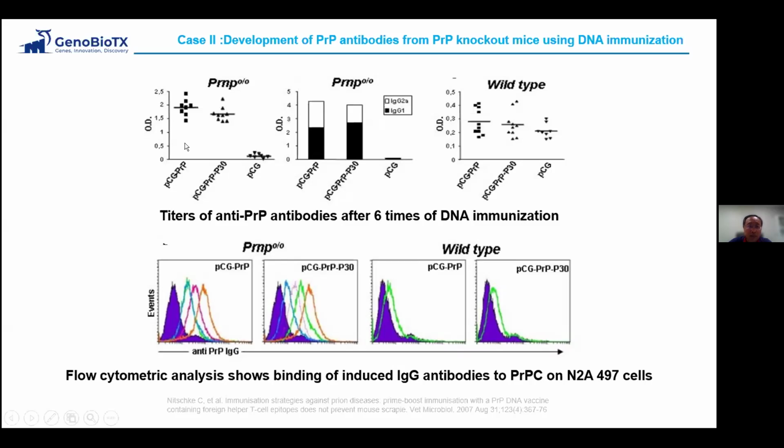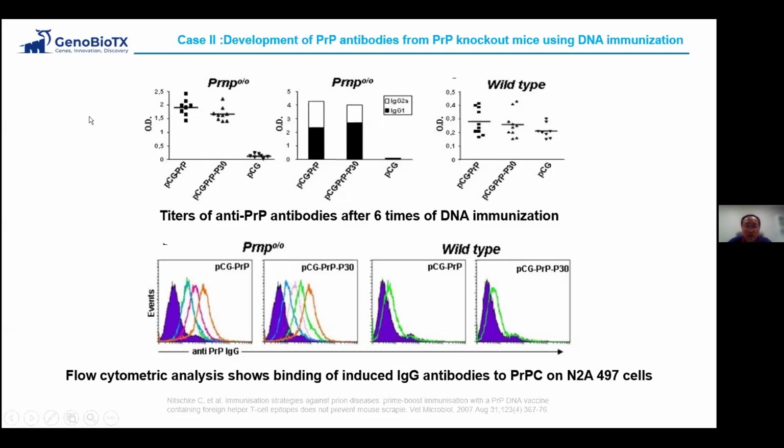The second vector is a prion protein and P30, which is a TT antigen epitope. It is very antigenic and can be used to stimulate the T cell response, the immune response in the mouse. It's a fusion gene. And the third one is a blank vector, pCG blank vector.